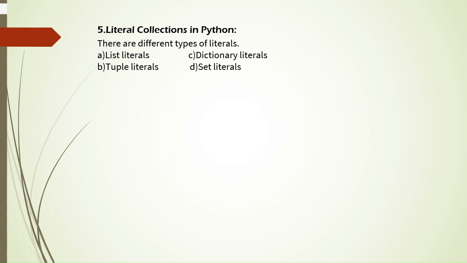Literal collections in Python. There are different types of literals and we include 4 of them: list literals, tuple literals, dictionary literals, and set literals.